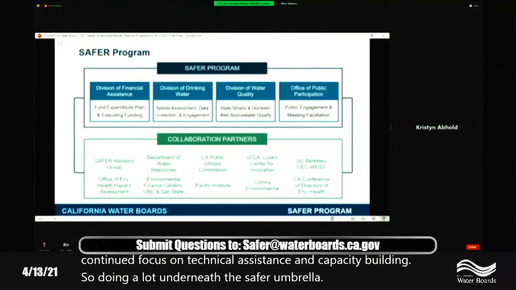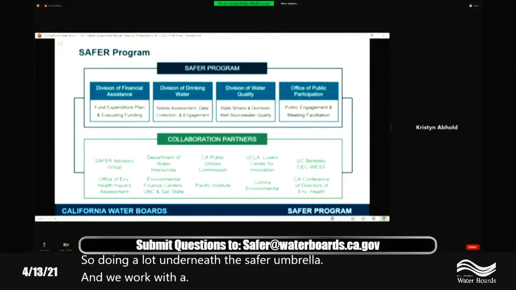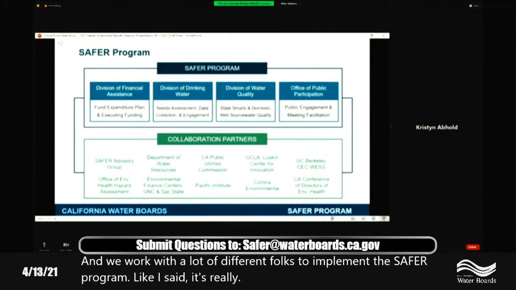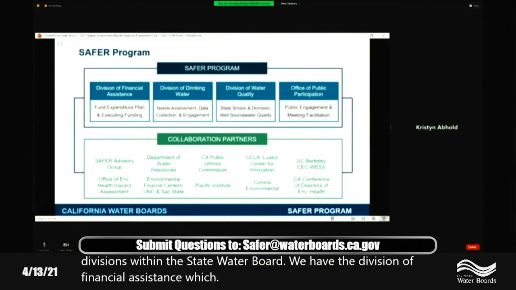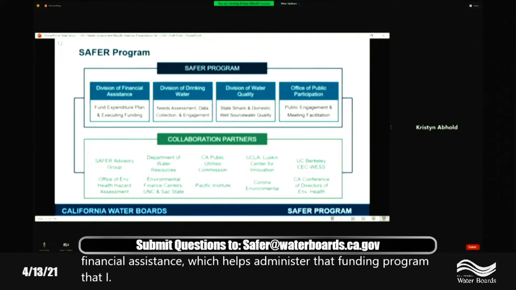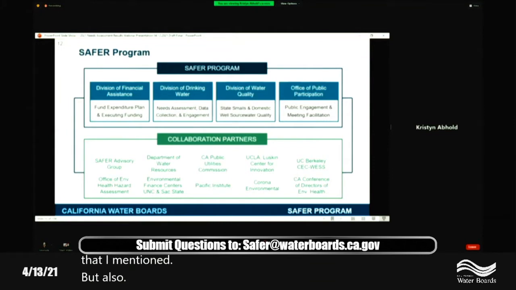We work with a lot of different folks to implement the SAFER program. Like I said, it's a program that spans multiple divisions within the State Water Board. We have the Division of Financial Assistance, which helps administer that funding program that I mentioned, but also many other funding programs that can help support the goals of the SAFER program.